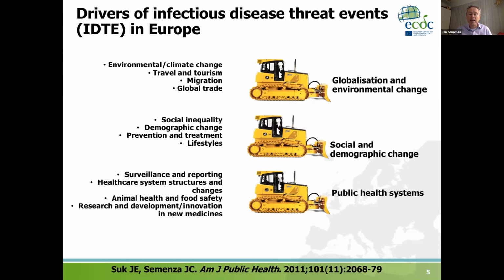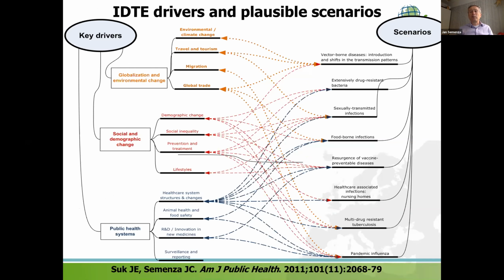And again, we use this foresight approach, and this is what we came up with, and it's a very busy slide. And you don't need to look at all the details, but basically on the left side here, you have the key drivers, again, grouped into global environmental change, social demographic change, and public health systems, and the different subcategories, and then how those interact to create vector-borne disease outbreak, extensively drug-resistant bacteria, sexually transmitted infections, foodborne infections, resurgence of vaccine-preventable diseases, healthcare-associated infections, multi-drug resistant tuberculosis, and pandemic flu.